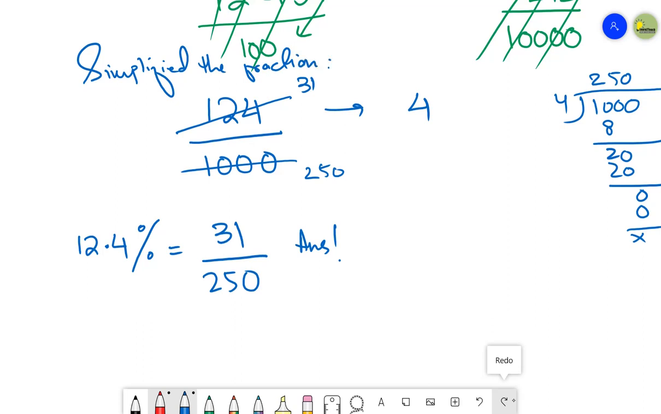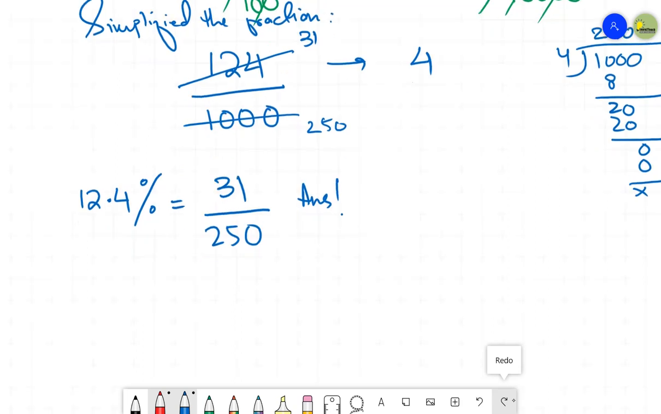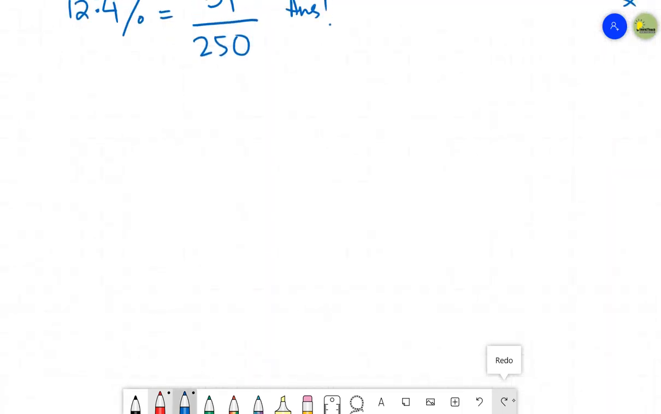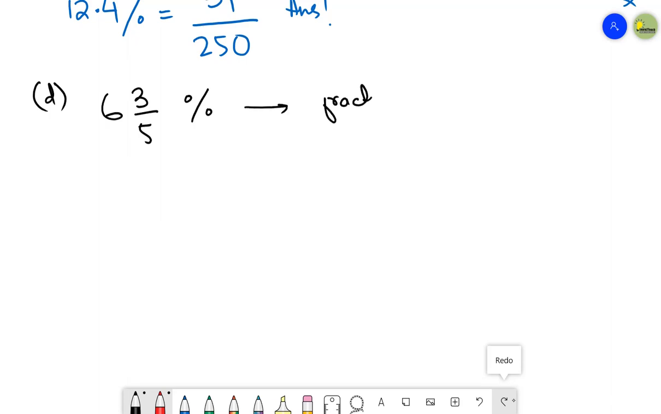Okay, so this is how you can convert a decimal percentage into a fraction. I hope it is understandable. Now let me move towards the fourth part, that is part D. In part D, I am having a mixed fraction. This is a mixed number in terms of percentage, and I have to convert it into fraction. Right? I need to convert it into fraction.